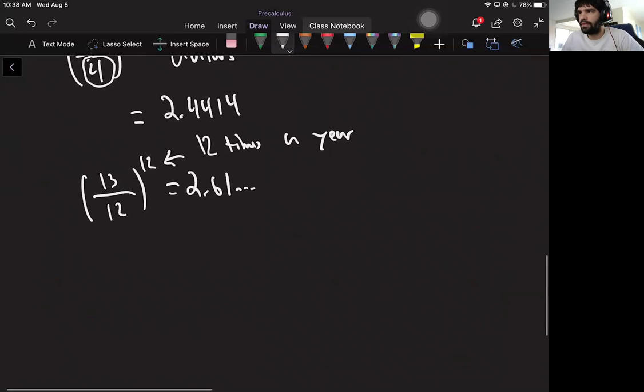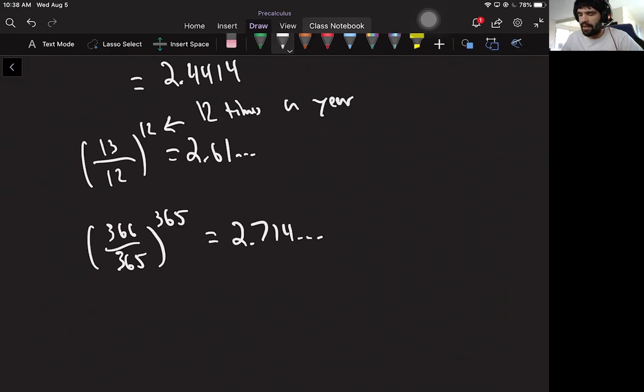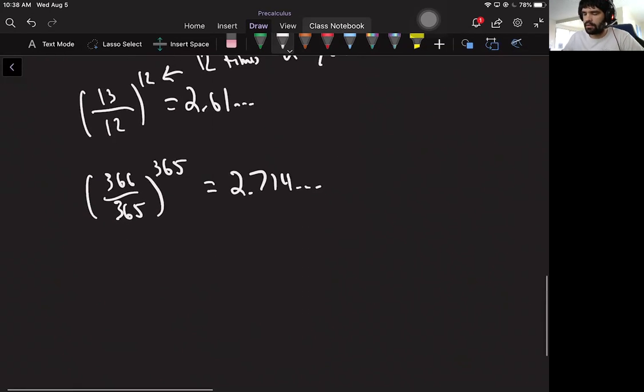And so then you keep doing this pattern. So let's say you got it every day, so that would be 365. Then you would get 366 over 365 to the 365 power. If you put that in your calculator, you'll end up with 2.714... And what's happening is that this number is not growing any bigger, really. It's just getting closer and closer to E.